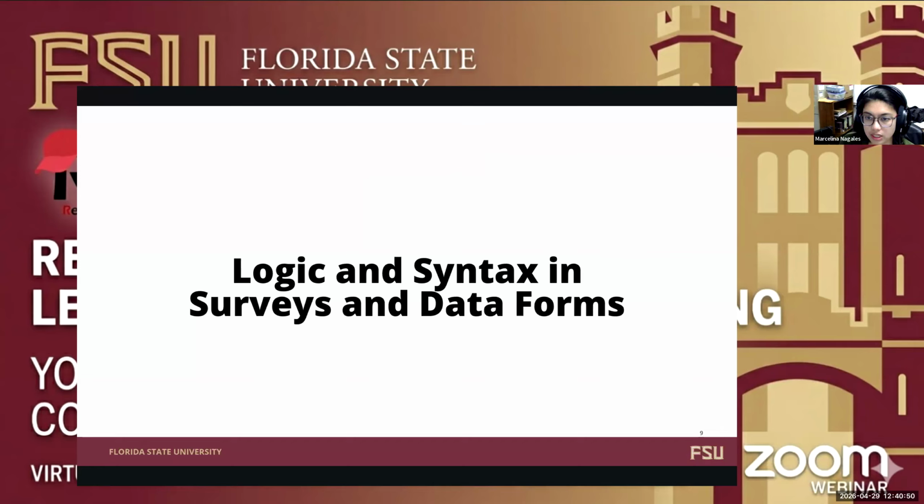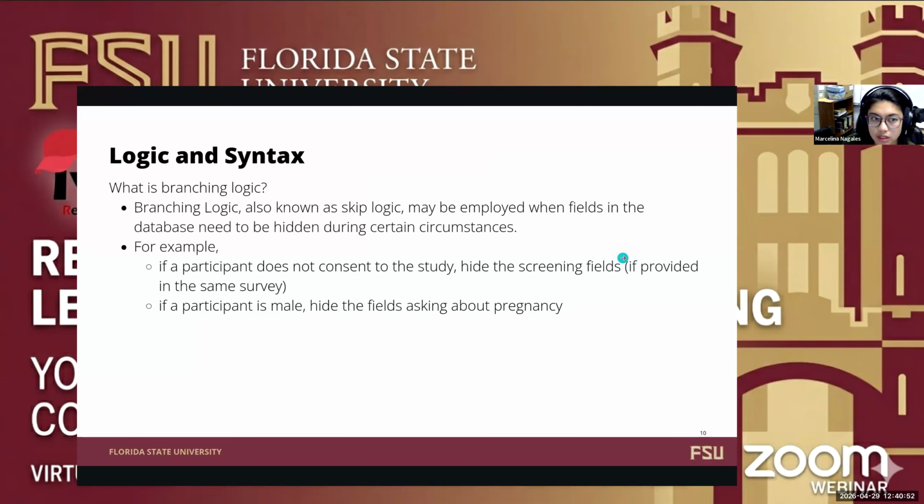For logic and syntax in surveys and data forms, I'll start off with what is branching logic. We utilize branching logic to hide specific fields in the codebook or as people are participating either in the data form or in the survey space. For example, if a participant does not consent to this study, then we'll remove any screening fields that are available in the same survey, or if a participant is male, we would hide the fields asking about pregnancy.